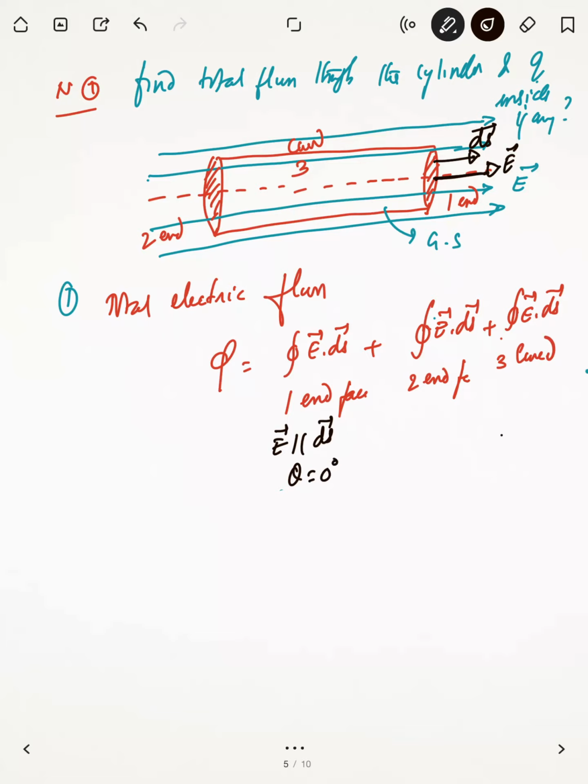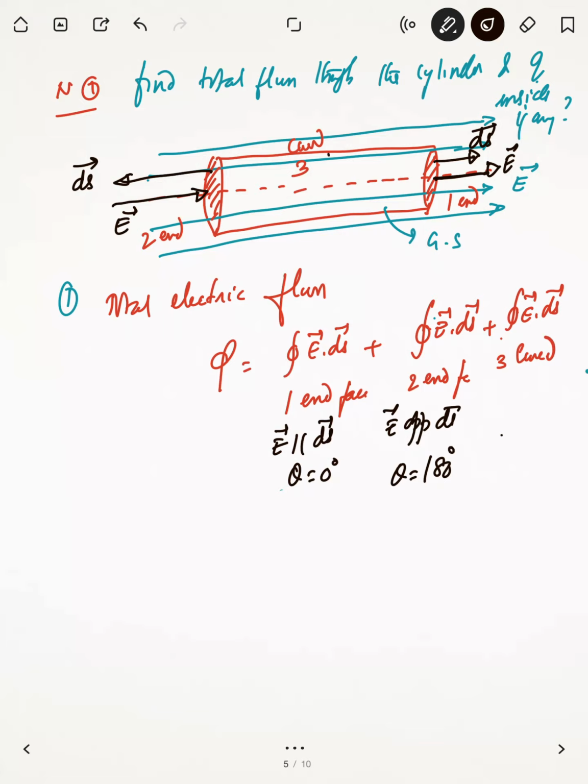Come to the second end face. Electric field is still along the x-axis. It is the direction of E vector. But when you take the area vector, it is along the outward drawn normal. So they are anti-parallel, opposite. E vector is opposite to ds vector, so theta equals 180 degree there.